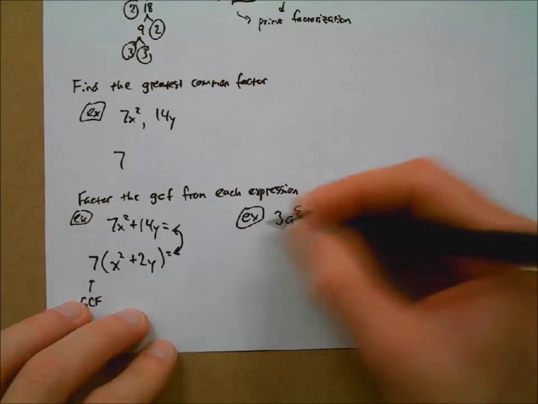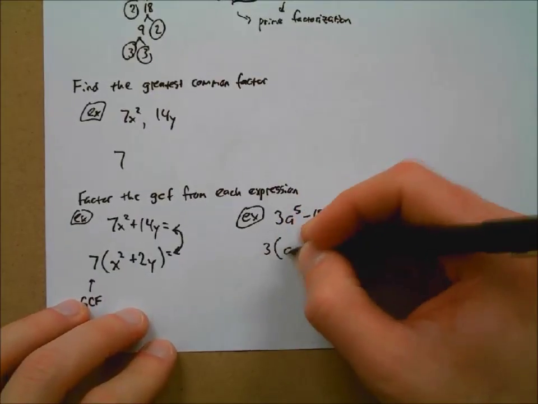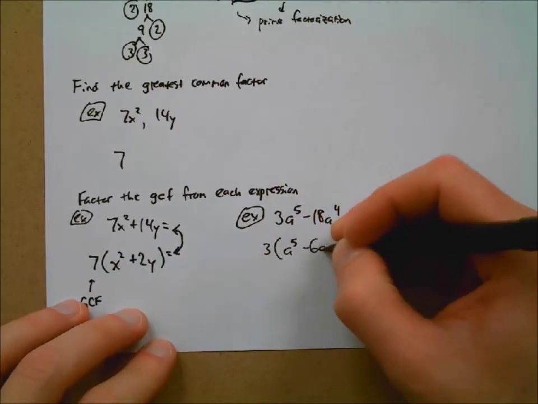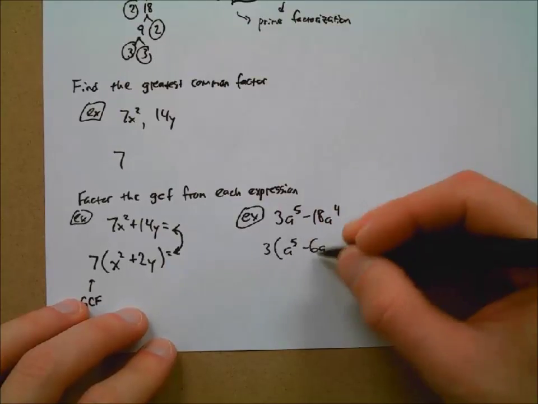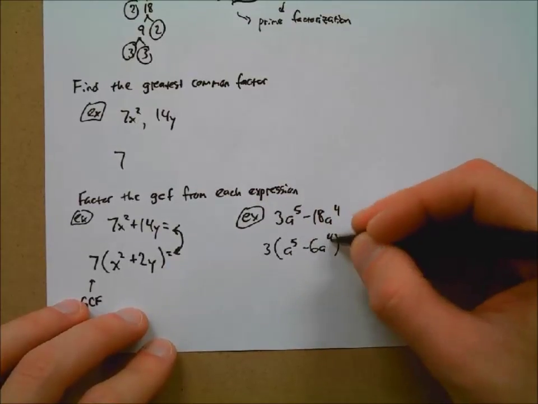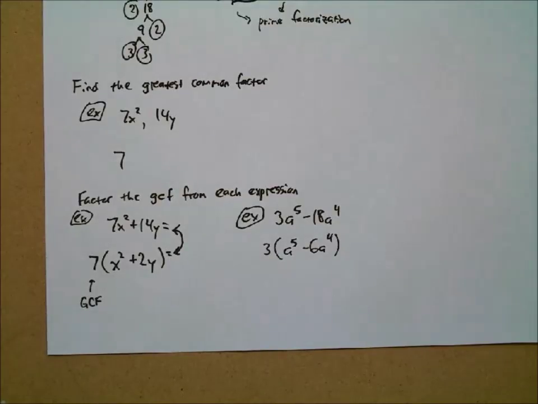So I'll take a 3 out, and that will leave behind a to the 5th minus 6a to the 4th. So again, it's not necessary for me to take out everything at once. I'll just take out a 3. Divide out a 3. Factor out a 3.